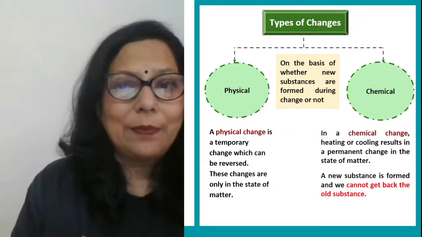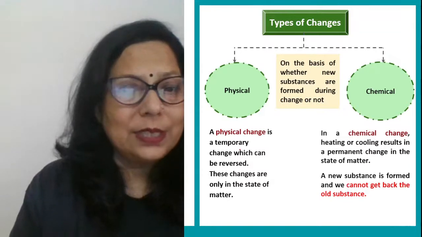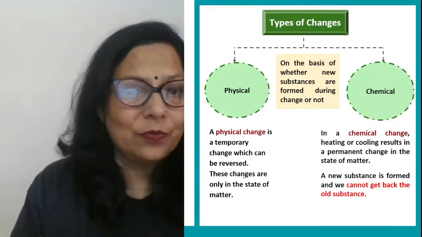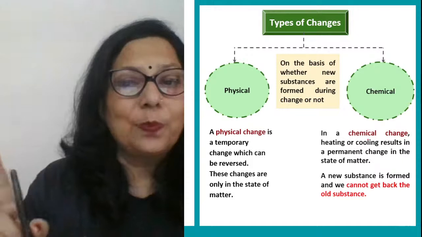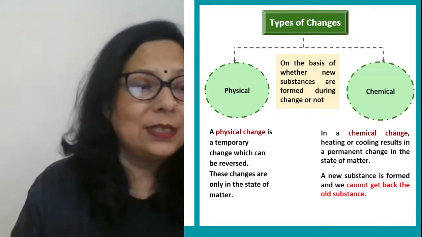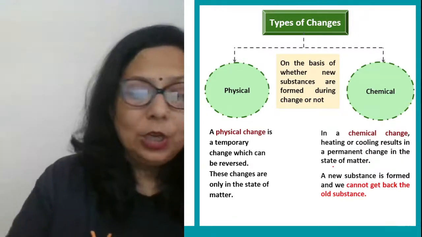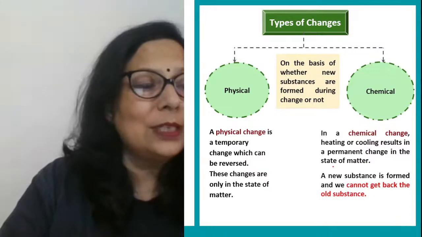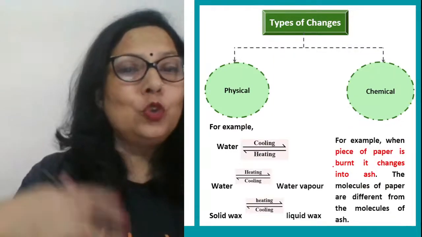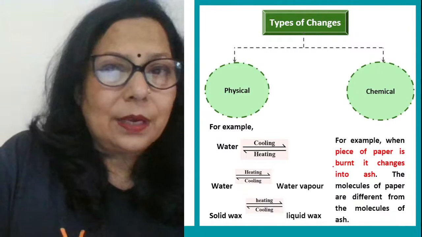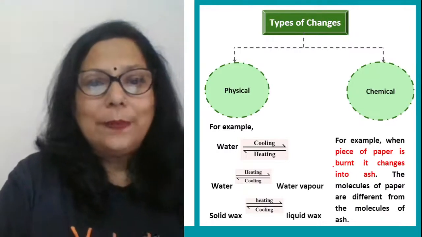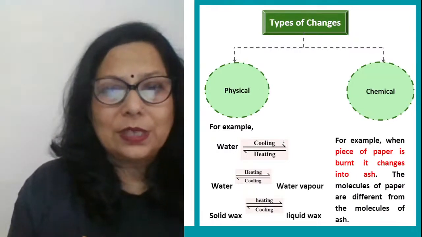Types of changes, they can be physical or chemical. A physical change is temporary. You can learn the definition from here. Chemical change is permanent change in the state of matter. जैसे आपने क्रैकर को जला दिया, तो क्रैकर जल गया तो वो केमिकल चेंज हो गया, उसकी प्रॉपर्टी चेंज हो गई, उसमें से गैसेस निकल गई. राइट. Now comes types of change, जैसे वाटर कूलिंग, हीटिंग, फिजिकल.